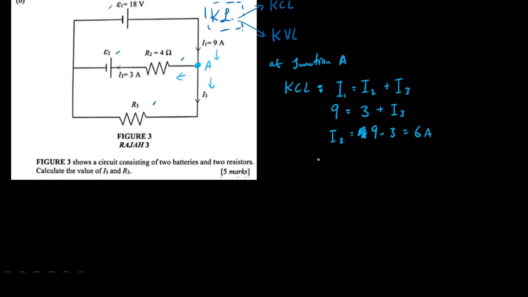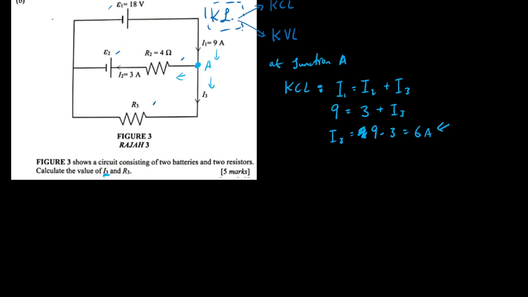Okay, so we found the first part, which is I3. The value for I3 is simply 6 ohm. All right, so now the second part requires us to choose a very specific loop. We can apply Kirchhoff's voltage law to a specific loop, and then we'll find the value for R3. Obviously, it would be preferable if we choose a loop that includes R3, right?